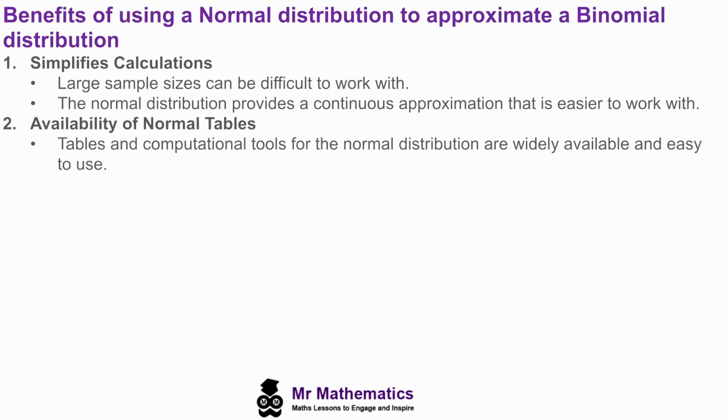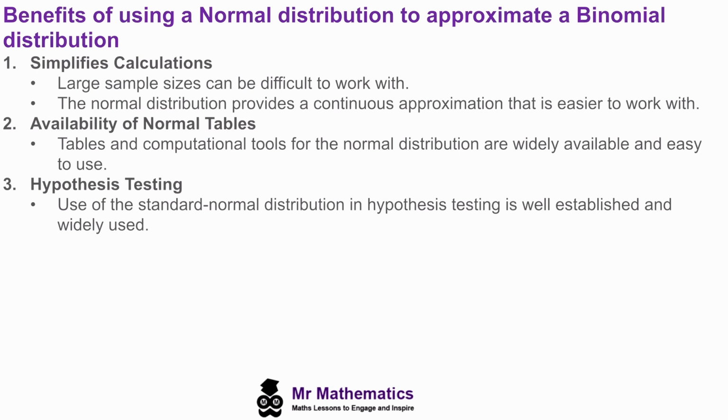The second benefit is the availability of normal tables. I showed you in a previous video, where we looked at the standard normal distribution, how we can use tables to calculate probabilities. And these computational tools for a normal distribution are widely available and easy to use, regardless of how large the sample size is. Our third benefit is that the use of standard normal distribution in hypothesis testing is well established and widely used. This can be particularly useful in quality control, clinical trials, and other fields.